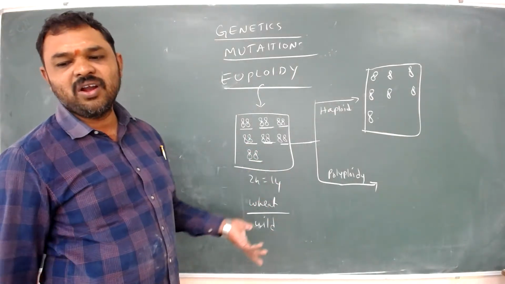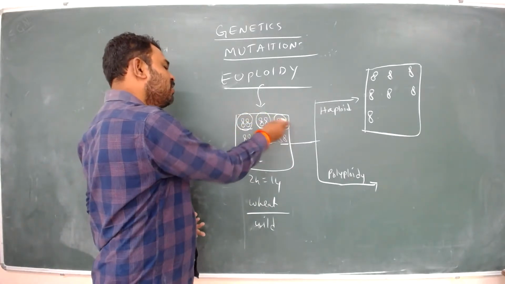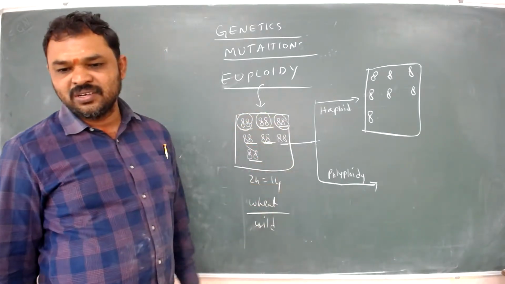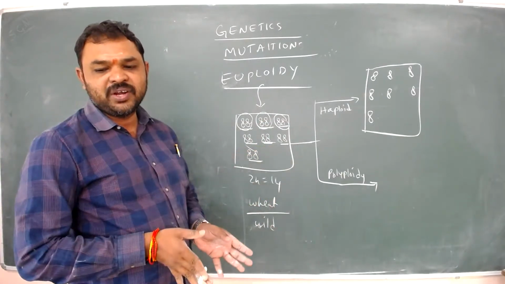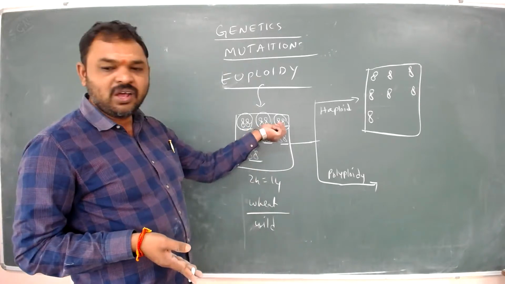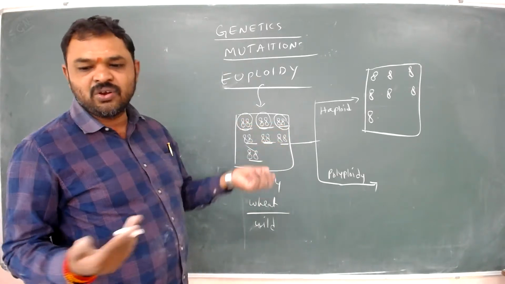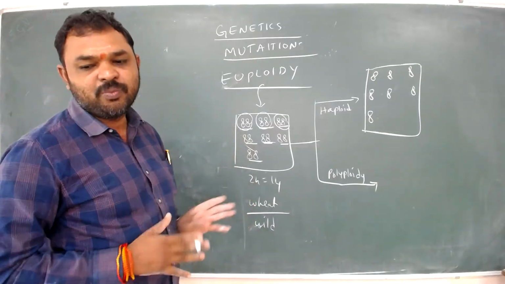So all sets are going to change numerically. In the previous class, when any one set changed, that was aneuploidy. But here all sets are changing. If one chromosome is lost from one set, then the remaining sets also lose one. So a numerical change in all sets of chromosomes is euploidy.